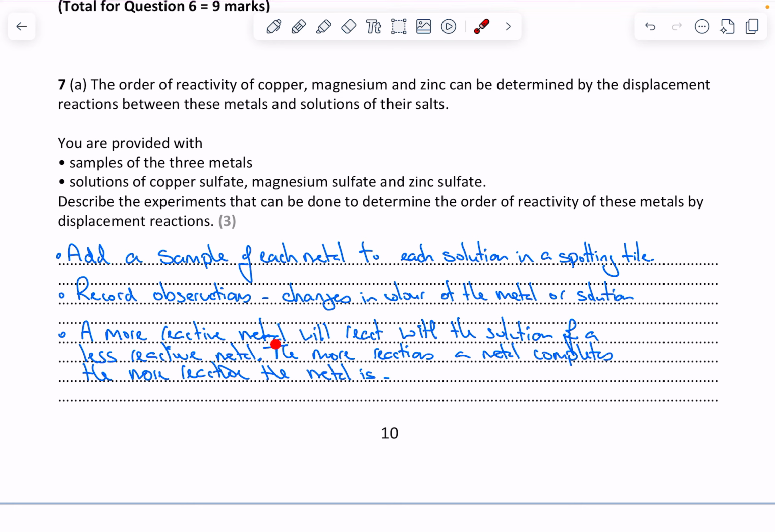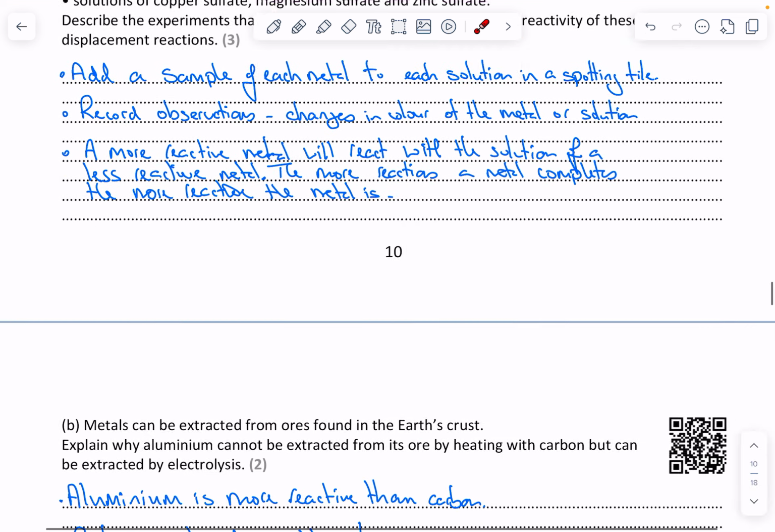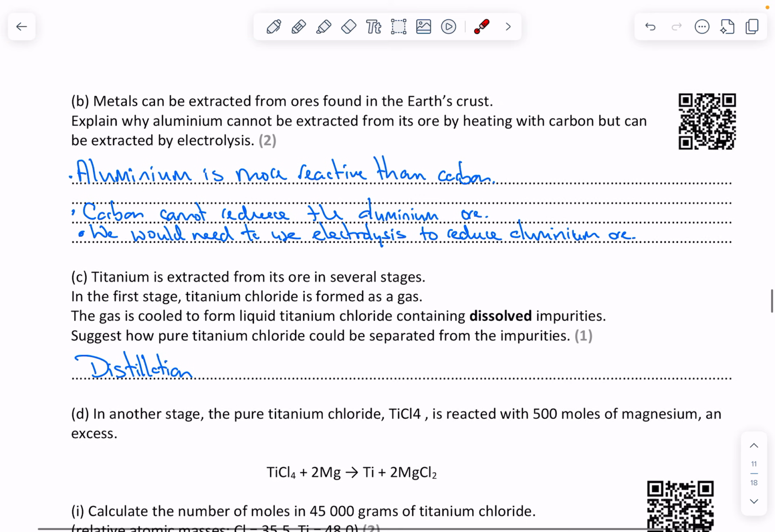And the rule we have is that a more reactive metal will react with the solution of a less reactive metal, and the more reactions that a metal completes, the more reactive that metal is, so that would be higher up the reactivity series. So each bullet point is worth 1 mark in that answer.